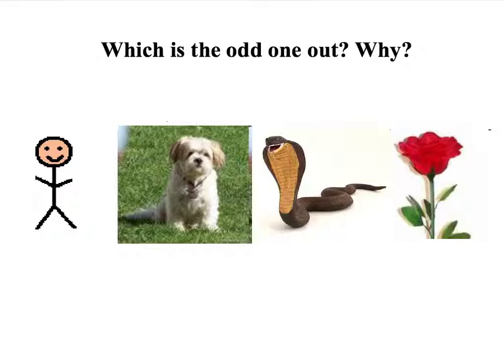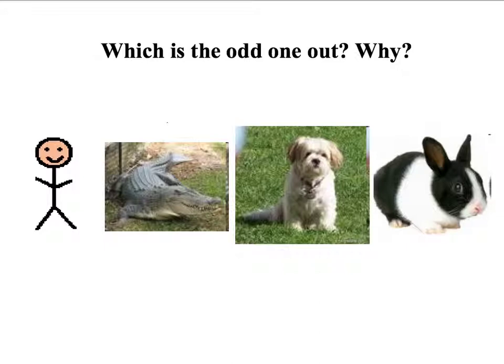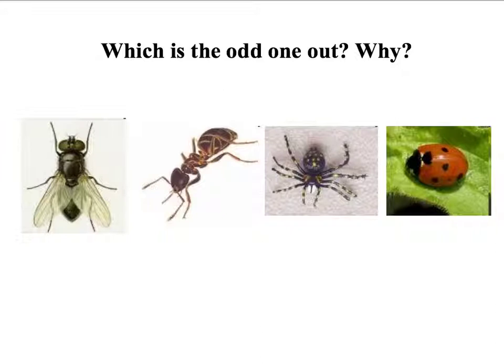The rose is the odd one out, all the others are animals, but the rose is a plant. The worm is the odd one out, all the others are vertebrates, but the worm is an invertebrate. The crocodile is the odd one out, all the others are mammals, but the crocodile is a reptile. The spider is the odd one out, all the others are insects because they have 6 legs. The spider is an arachnid because it has 8 legs.